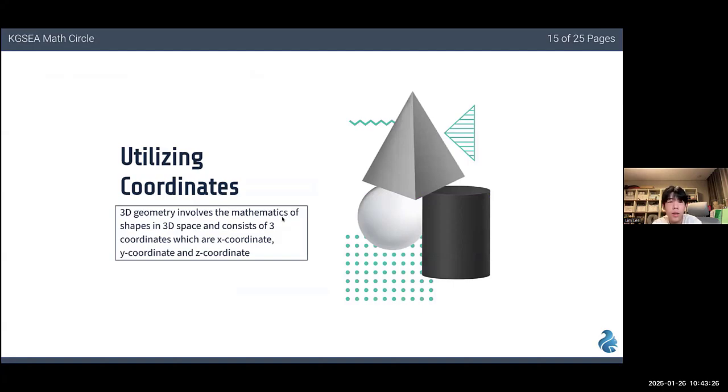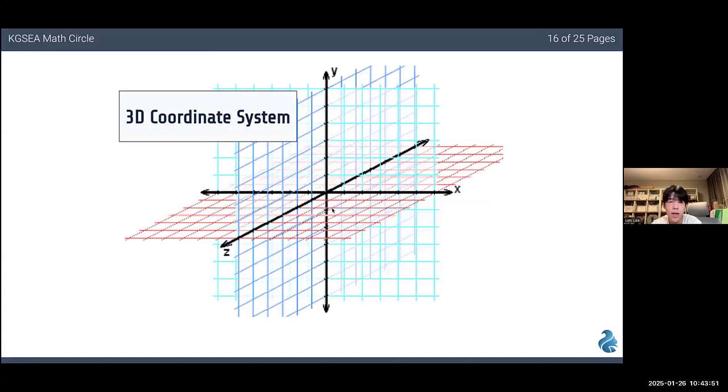Next up, we have utilizing coordinates. This is essential when dealing with 3D geometry because we have 3 dimensions to work with, namely the x coordinate, the y coordinate, and the z coordinate. The 3D coordinate system can be thought of as an extension of the 2D coordinate plane we're probably already familiar with. In 2 dimensions, you work with just x and y axes, but in 3D, you have the z axis, which typically represents height and depth. When working with problems involving points in 3D space, it's important to understand how to plot these points using all 3 coordinates.